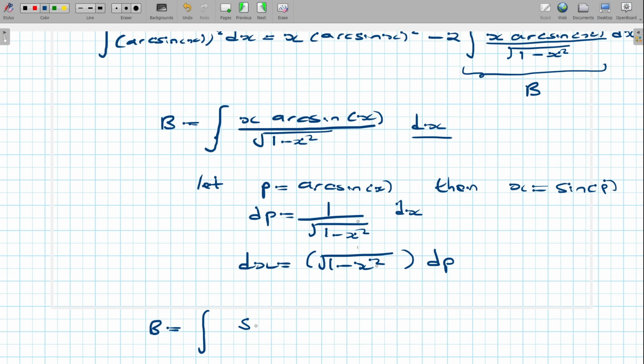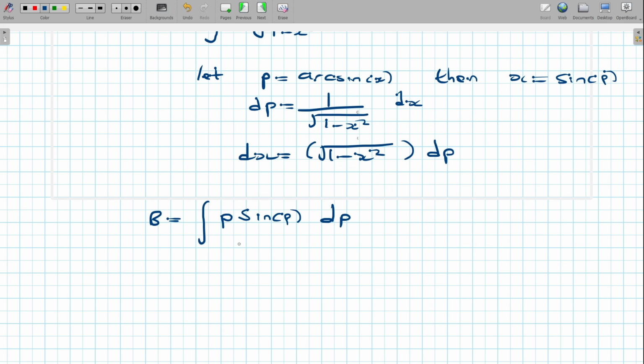So we're going to have sine p, like so. We're going to have sine p, and then what is arc sine of x? Here we have arc sine of x, which is p, so I'm going to put the p in front, like so. And then what is our dx? Well, dx is equal to this expression that we have here. So we see that this and this are going to simplify, and then finally we're going to get dp.